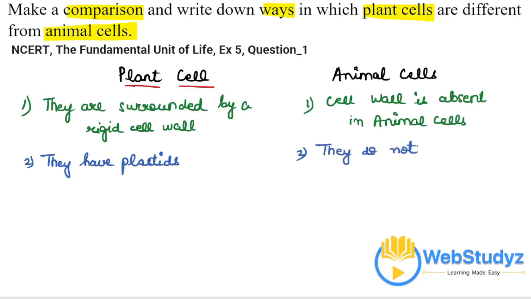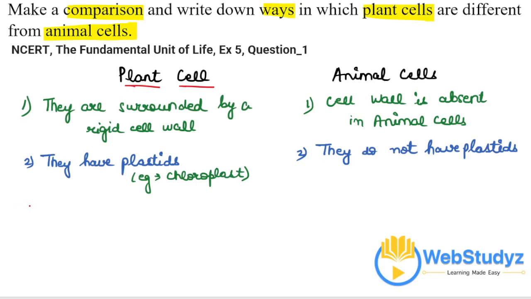They do not possess plastids. Among the plastids, the one I am most commonly talking about is chloroplast. The presence of chloroplast is a distinguishing feature of the plant cell.